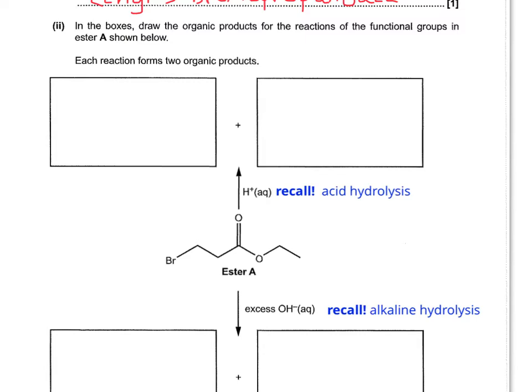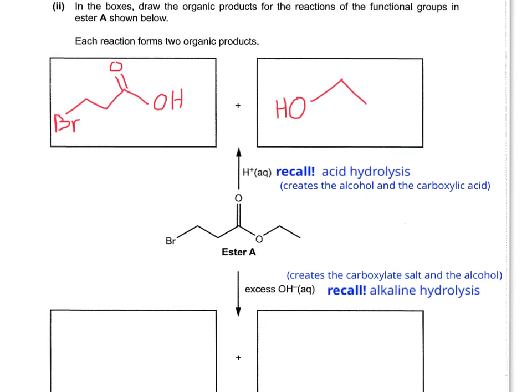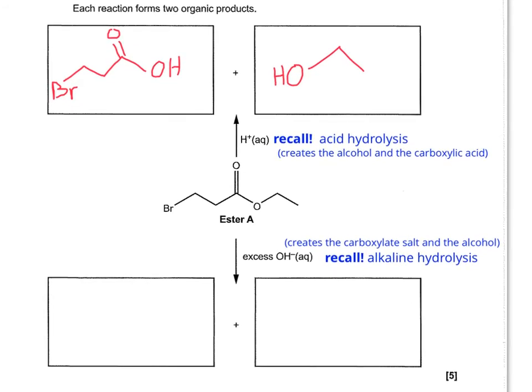So checking our recall, we're obviously looking at acid hydrolysis and alkaline hydrolysis. Thinking about what this actually makes, you get an alcohol and the carboxylic acid for the acid hydrolysis. We can put those in now. And we can do the same for the alkaline hydrolysis if we just move the page down a little bit. So doing the carboxylate salt first.